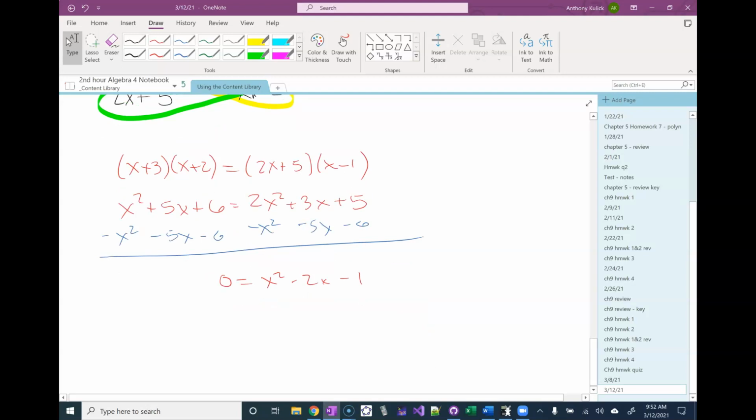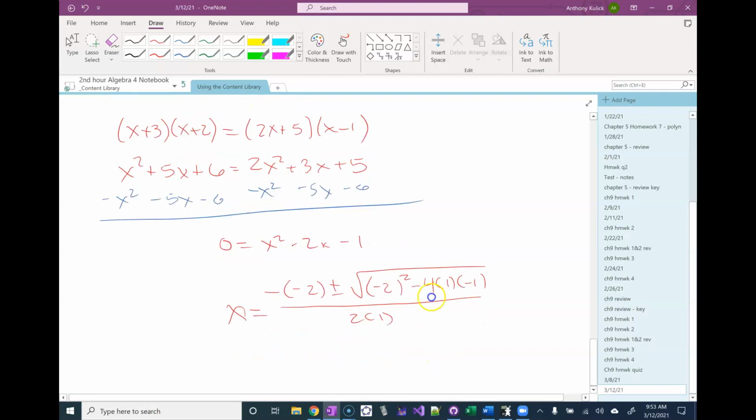And at this point, I'm left with a quadratic equation. This quadratic equation I could either solve, or I could try solving this by factoring, but it doesn't, right? There's not two things that multiply to give us -1 and add to give us -2. So I must use the quadratic formula. So -b plus or minus the square root of b squared minus 4ac all over 2 times a.